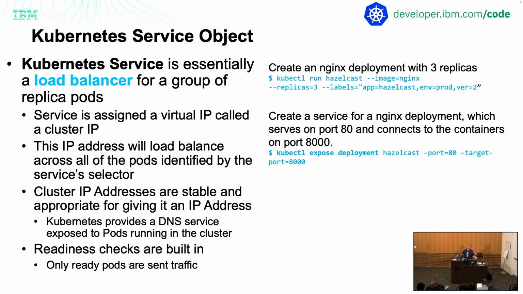Readiness checks are built in. It's only going to send stuff to pods that are ready. And if we look, there's a simple deployment here on the right, a get deployment with 3 replicas, and then we create our service object, and it runs on port 80 and connects to the containers in the pods that are running on port 8000. So there are some commands there on how to do that. So very powerful there.